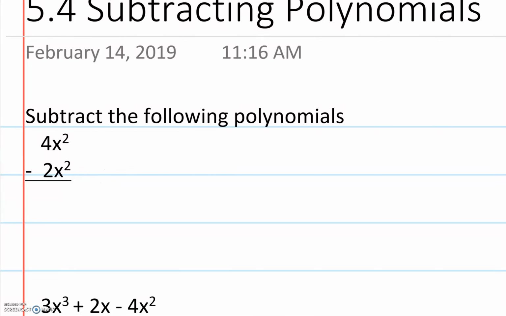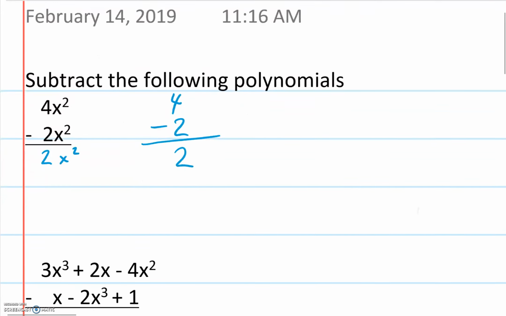So what's happening here is just like if we had 4 minus 2, we would get 2. Here, all we're doing is we're keeping the x squared. So 4 minus 2 is 2, but we keep the x squared. So hopefully that makes a little bit of sense. All we're doing is the same stuff as adding and simplifying. We're just making sure we're doing it term by term.